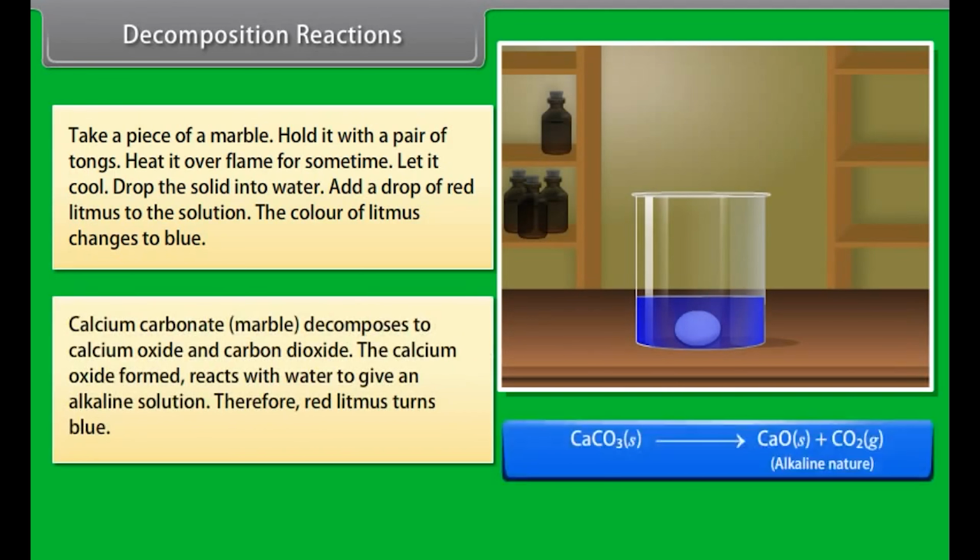Calcium carbonate, marble, decomposes to calcium oxide and carbon dioxide. The calcium oxide formed reacts with water to give an alkaline solution. Therefore, red litmus turns blue.